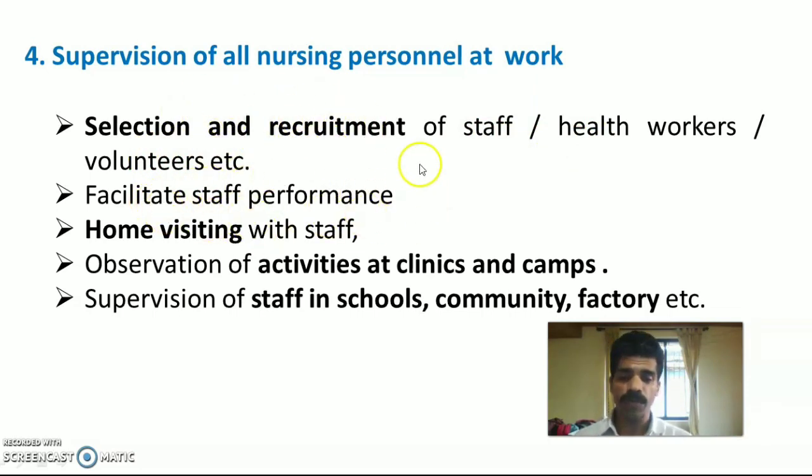Facilitate the staff performance, or promote the performance of each staff. Help the staff to render comprehensive health care and to update their knowledge and skill through motivation, counseling, guidance, etc. Thus render quality nursing services. That is facilitating the staff performance. Then home visiting with the staff: home visiting with the various staff as part of the supervisory home visiting, and give necessary guidance if necessary.